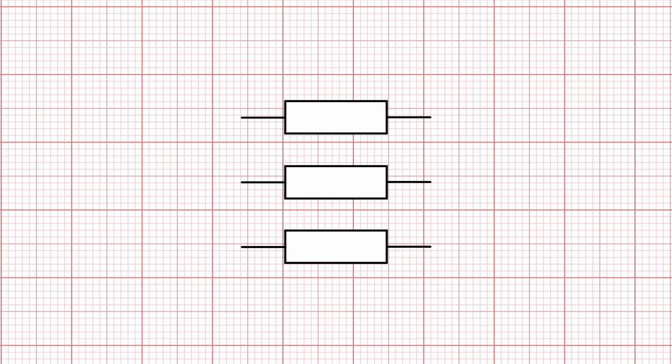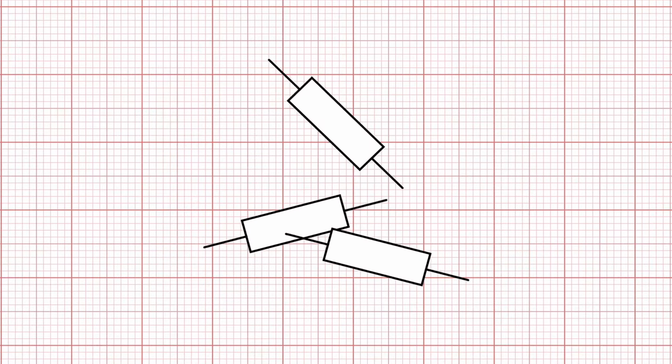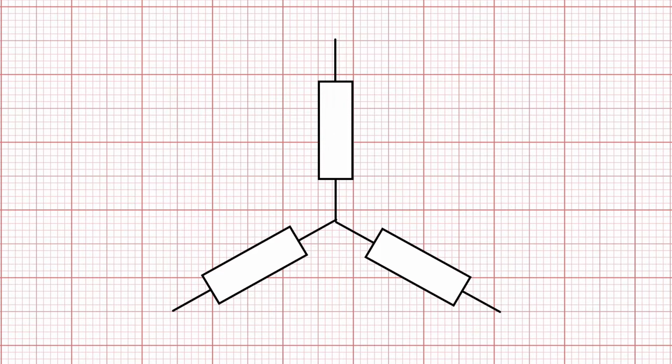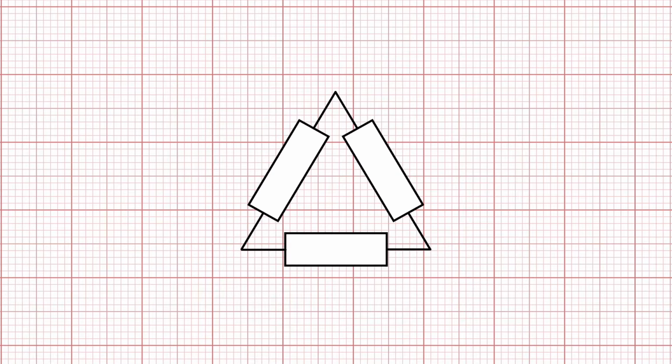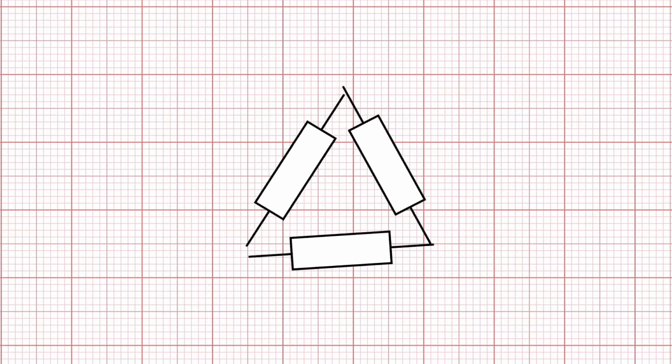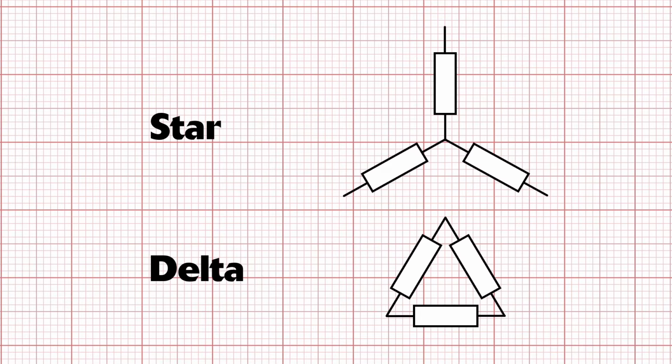We can either connect them in star or delta. A star connection is usually represented like this, hence the name star, as the loads are fanned out looking much like a star. A delta connection looks like this and takes its name from the name of a letter in the Greek alphabet that looks a bit like a triangle. Now it's important to bear in mind that these diagrams don't show the literal physical layout of the loads.